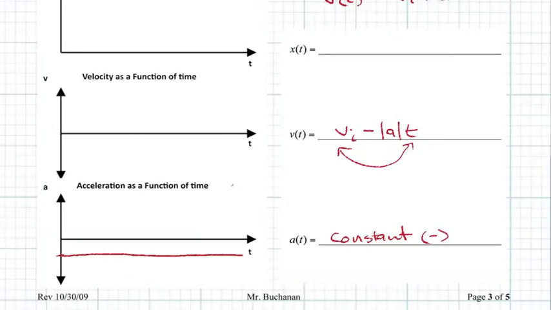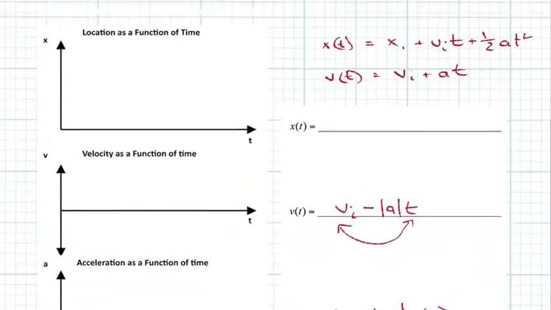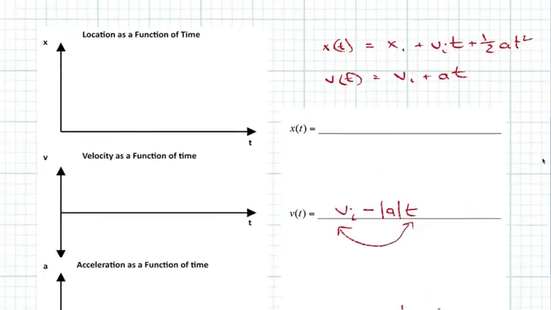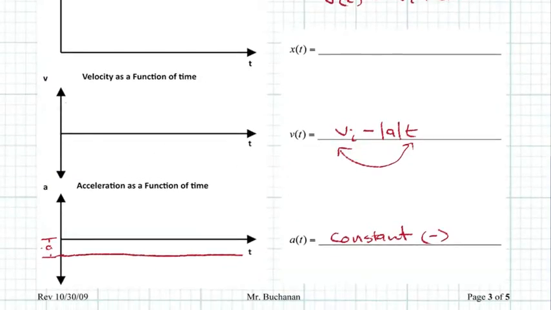What's the slope of that line? What's the negative slope of that line? It's the negative value of a right here. So if that were to be -1, then that slope would be -1. Where do we start our graph, by the way? Well, our initial velocity is greater than 0, so it needs to start up here.